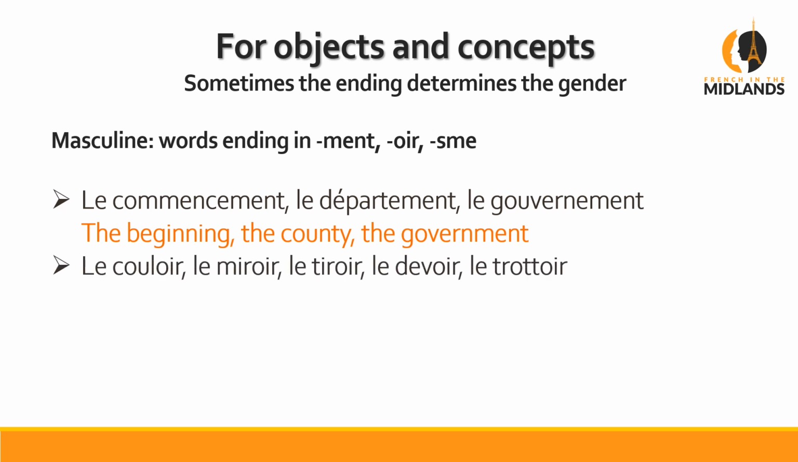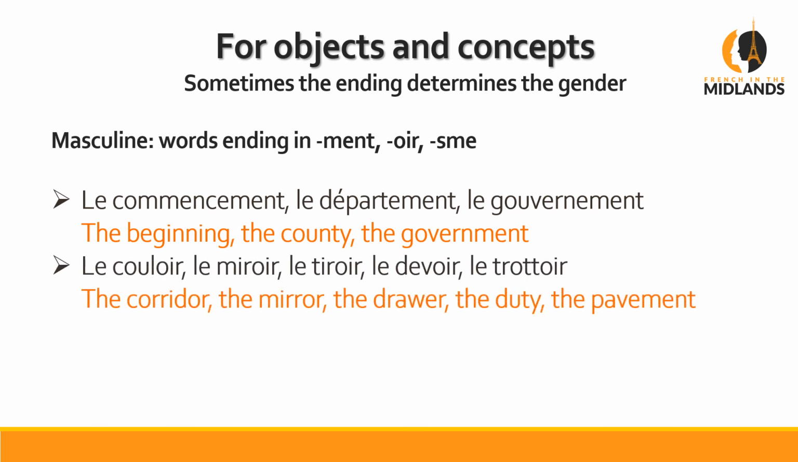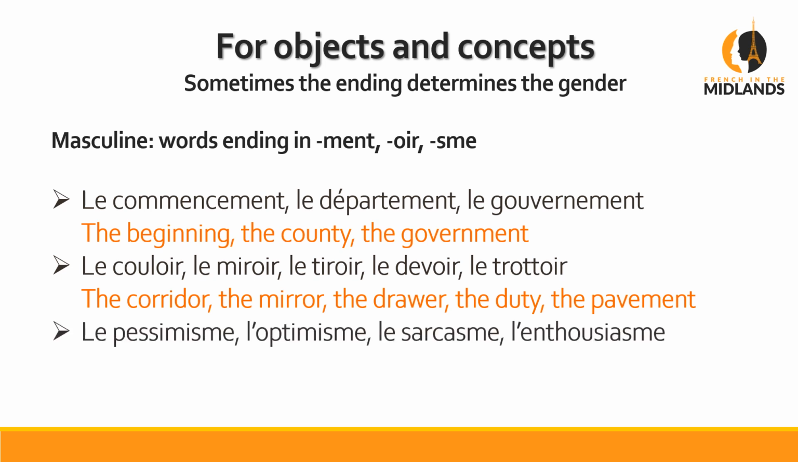Words in OIR: le couloir, the corridor. Le miroir, the mirror. Le tiroir, the drawer. Le devoir, the duty. Le trottoir, the pavement. And now SME words: le pessimisme, pessimism. L'optimisme, optimism. Le sarcasme, sarcasm. L'enthousiasme, enthusiasm.